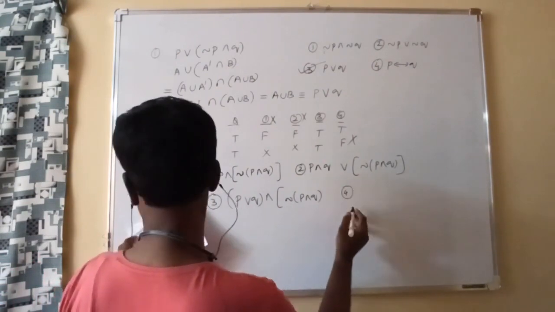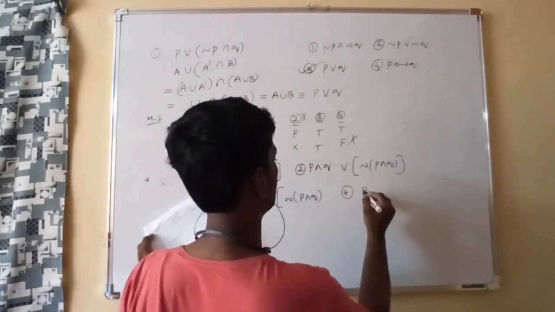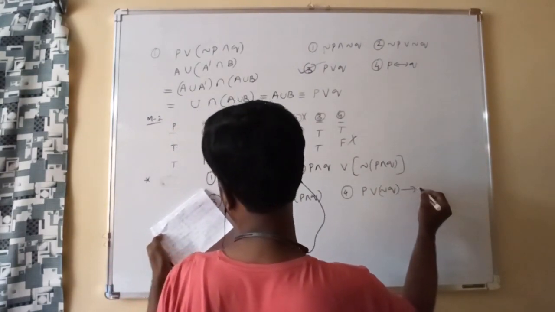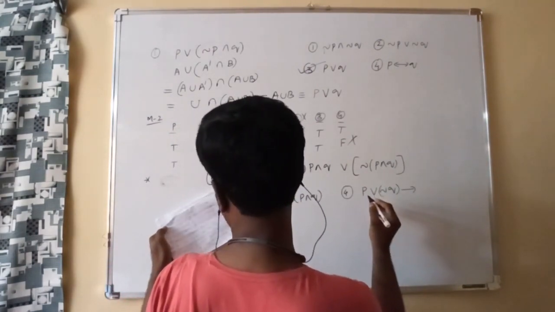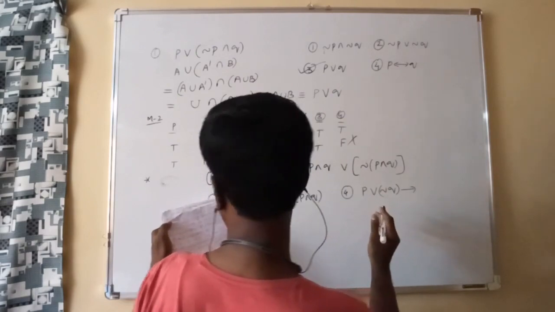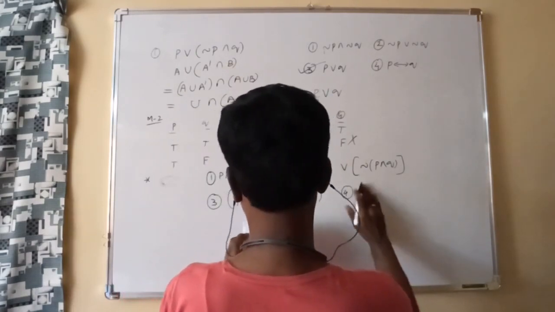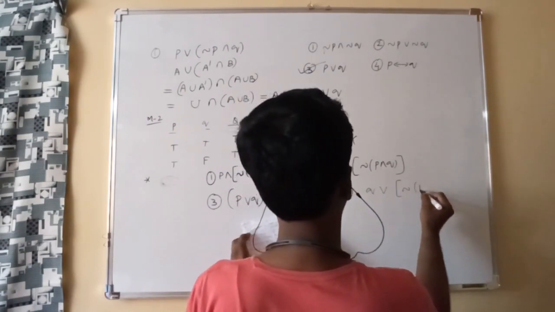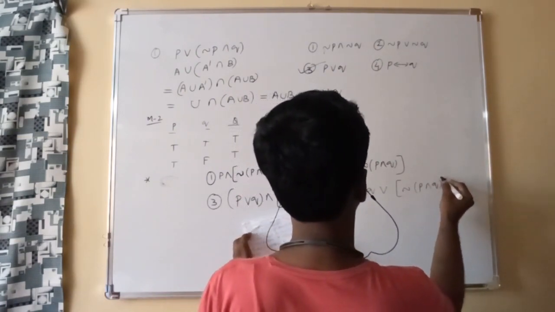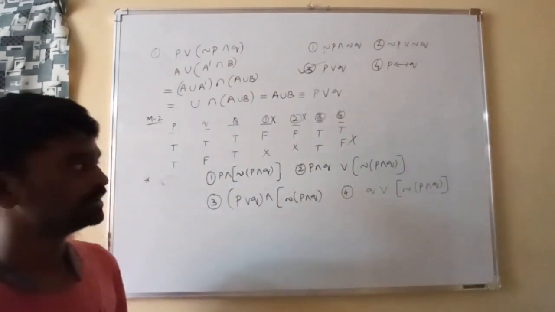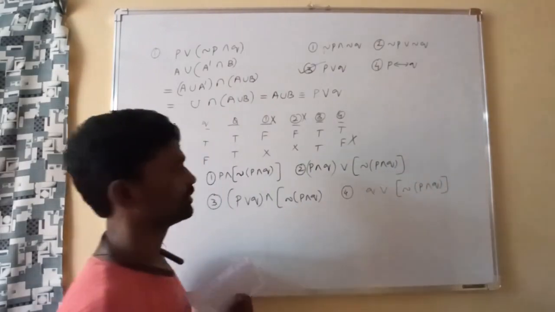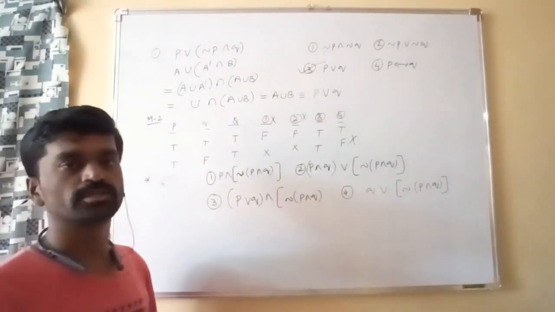The last option: P or negation Q implies not P or Q, only Q or negation of P and Q. So among all these four statements, which is a tautology?